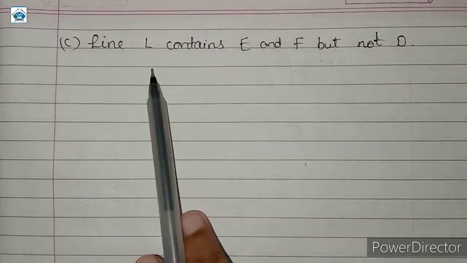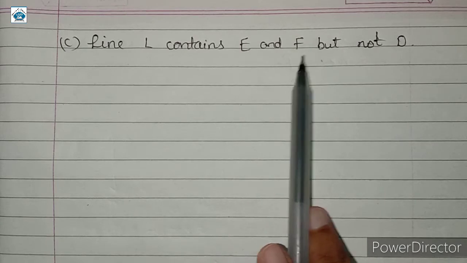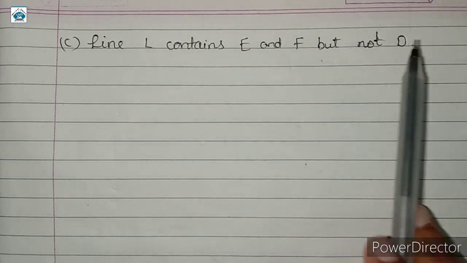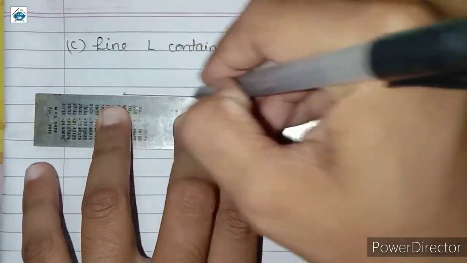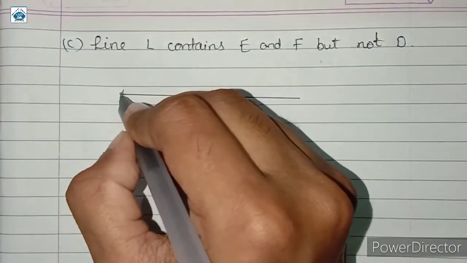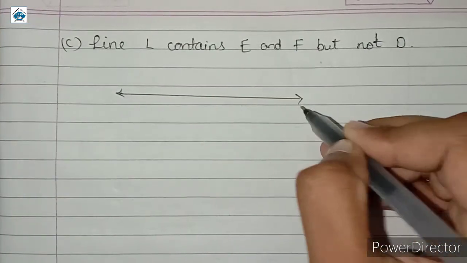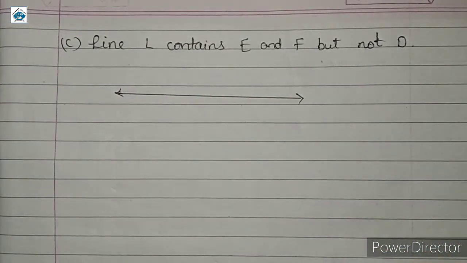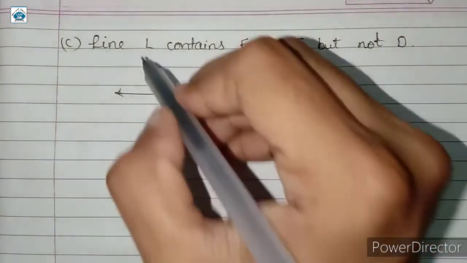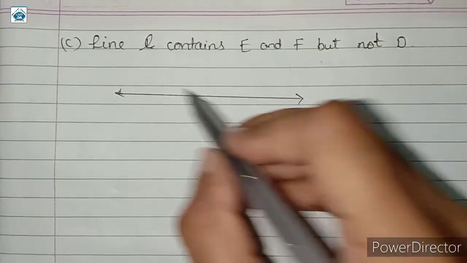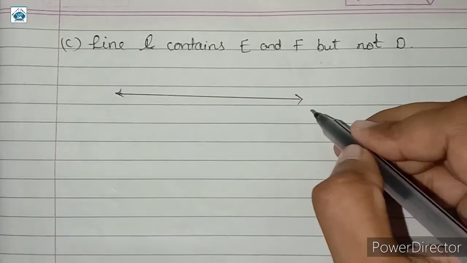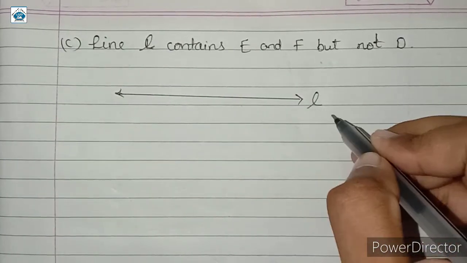Here line L contains E and F but not T. So first of all we have to draw a line L. So here this is a line, using the arrowheads, and the name of this line is line L. So here it is small l given in the question. Question में small l given है. So we will name this as line L.